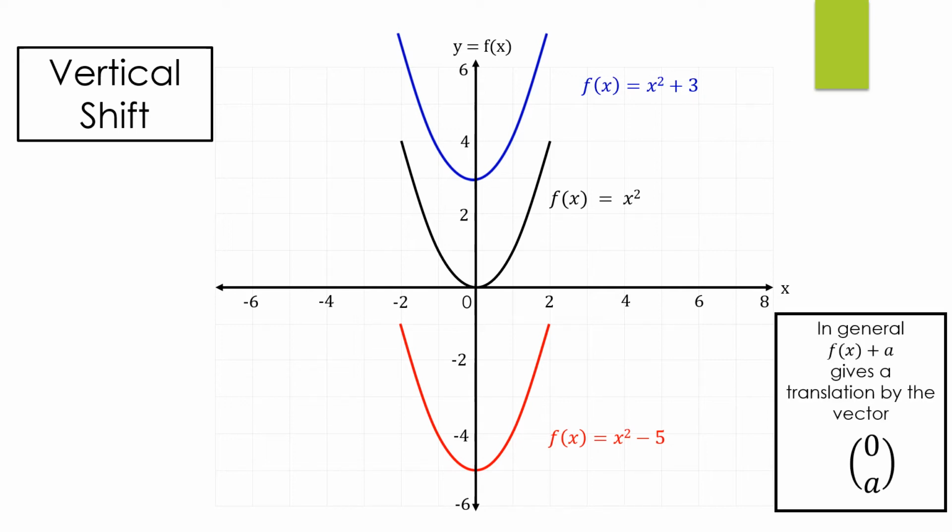So in general, for f of x plus a, we're going to get a translation by the vector 0, a, because 0 means there's no horizontal shift, and a means that there's a vertical shift of a units up, and if it was a negative a, it would be a units down.